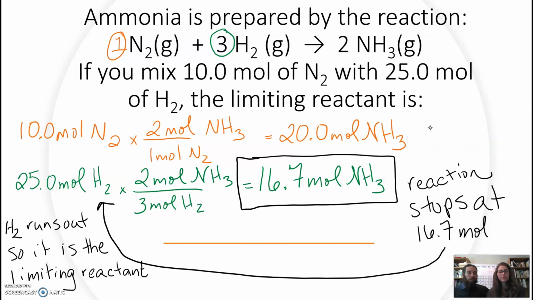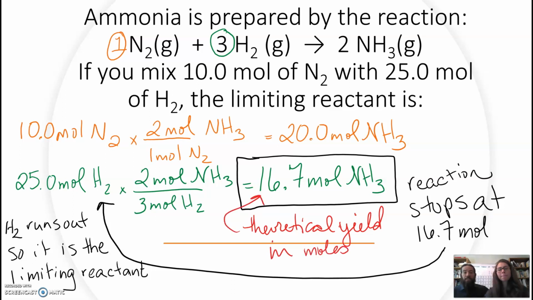So with that amount of nitrogen, we could have made 20 moles of ammonia. But that won't happen. There's not enough hydrogen to make 20 moles of ammonia. We'll get to 16.7 moles of ammonia, the hydrogen's gone, and the reaction stops. So there will be excess nitrogen. And that's our theoretical yield, in moles. Oftentimes we ask for theoretical yield in grams, and you'd have to convert that to grams.